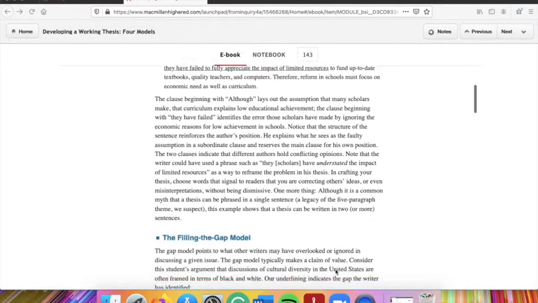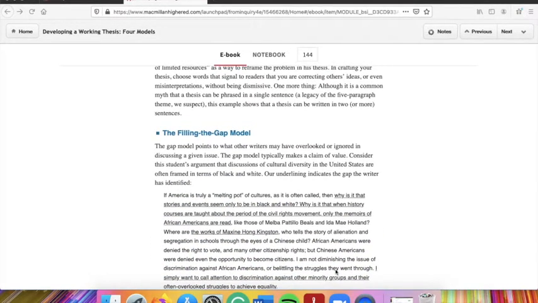Another one would be the filling the gap model. So the gap model points out what other writers may have overlooked or ignored in discussing a given issue. You usually make a claim of value in a gap model. This one talks about cultural diversity in the United States. They talk about if America is truly a melting pot of cultures, as it is often called, then why is it that stories and events seem only to be in black and white?